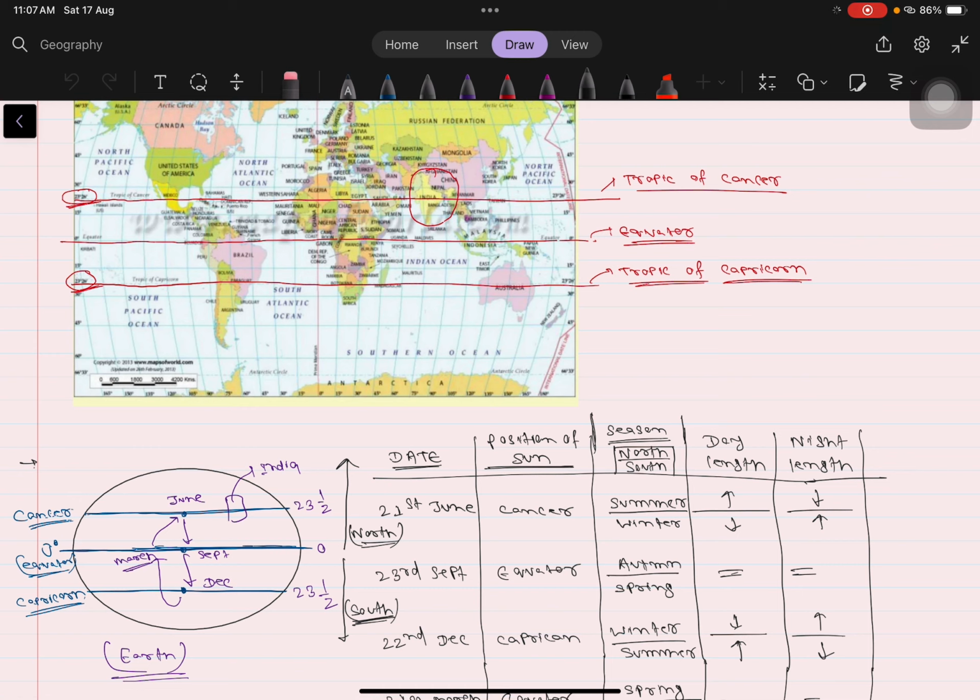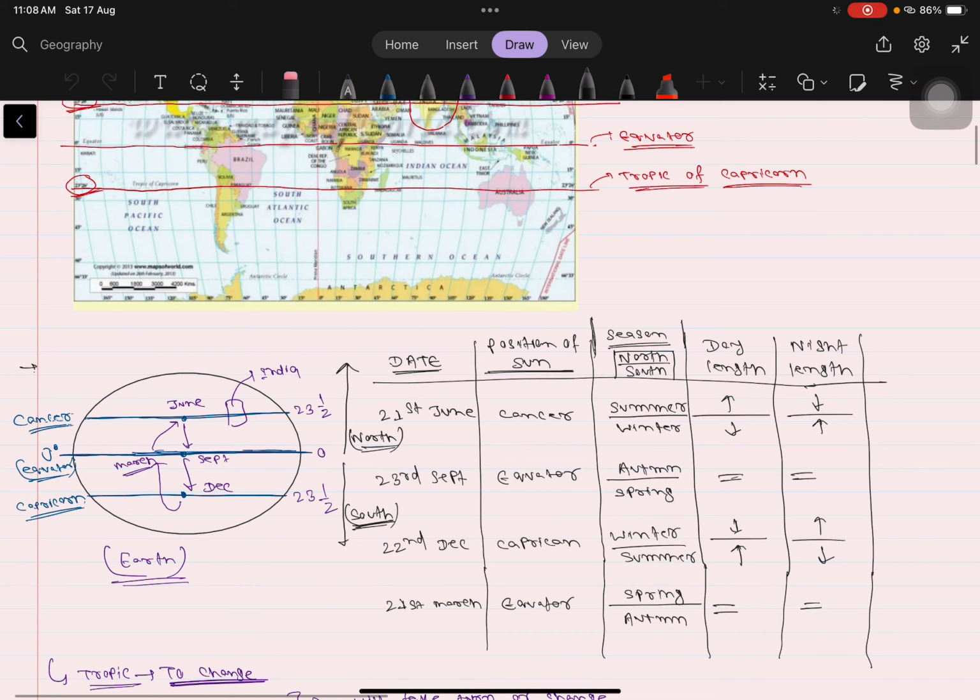Now, we know since the Earth is tilted by 23 and a half degree, the direct sunlight, or intensity of the sun, will be maximum between 23 and a half degree north and 23 and a half degree south. So the sun's movement is only in the tropical zone, not outside of the tropical zone. So let's see the dates.